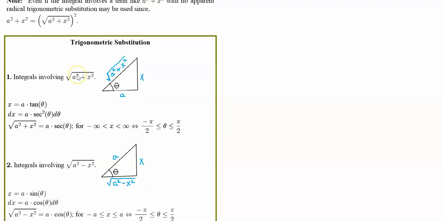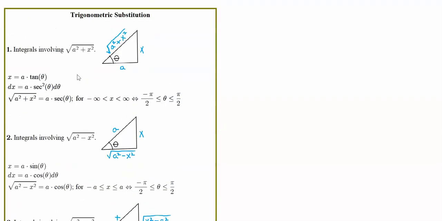And down here we have them listed. So first of all, if your integral involves the square root of a squared plus x squared, where a is a constant, then we're going to use a substitution like this: x equals a times the tangent of theta. Okay, so to get an idea of how this substitution works and why we want to use it, consider this diagram that we have right here.